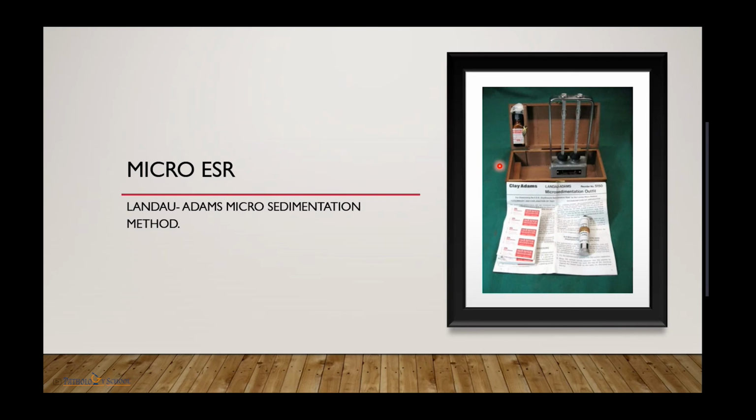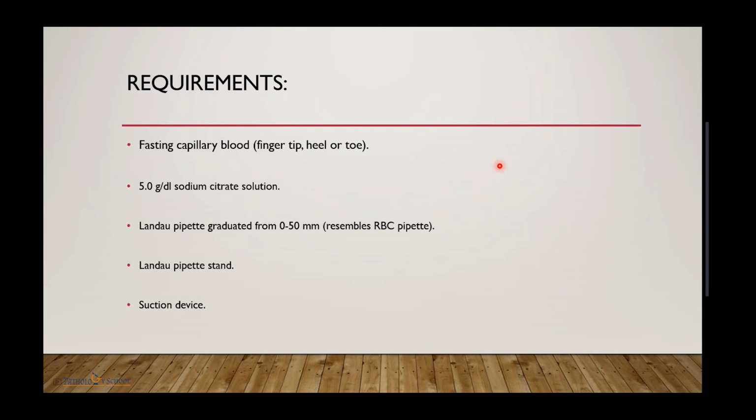The next method is micro ESR, which is also known as Landau-Adams micro sedimentation method. Here are the requirements. We use the capillary blood from the fingertip, heel or toe, and we attach the Landau pipette to the suction drain, and we draw the 5 gram per dl sodium citrate solution up to the first line of the stem. And then we draw the blood up to the second line of the stem. Then we mix it and force them back into the stem and set the upper level to the 0 mark at the top, place the tube vertically on the stem, and we note the ESR. Basically, it is using small amount of samples, so it is preferably used in the pediatric.